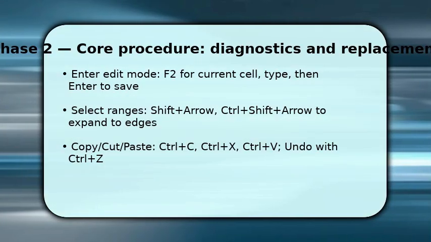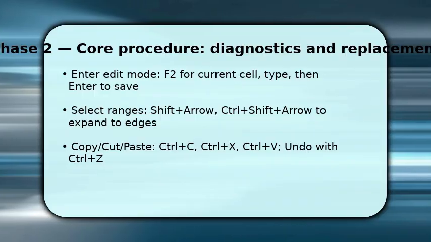Now you'll perform core editing without a mouse. Press F2 to edit a cell in place. Type your value, then press Enter to confirm. To select cells, hold Shift and use arrow keys. Hold Control as well to jump by regions.